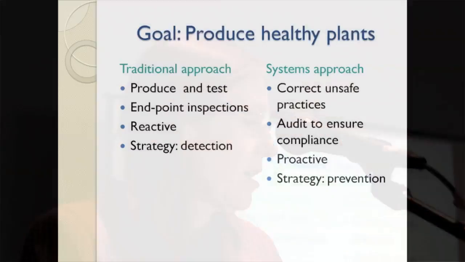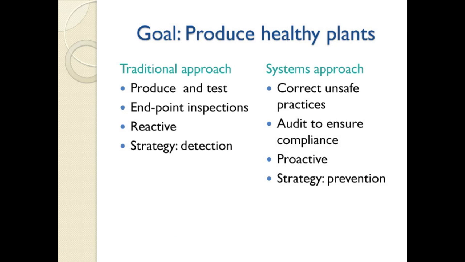So back to our goal for a second. Remember, we wanted to produce healthy plants, and the old way, the traditional way, I should say the current way, is all produce and test. It's based on these endpoint inspections, whereas in this new method, it's proactive. We're trying to prevent problems before they start. We're trying to correct unsafe practices, and so far these best practices that we're mentioning are totally voluntary.